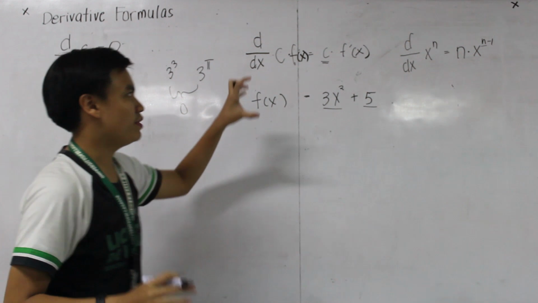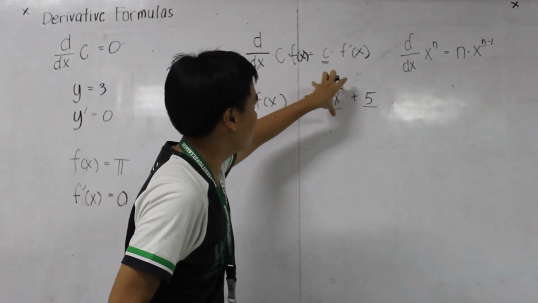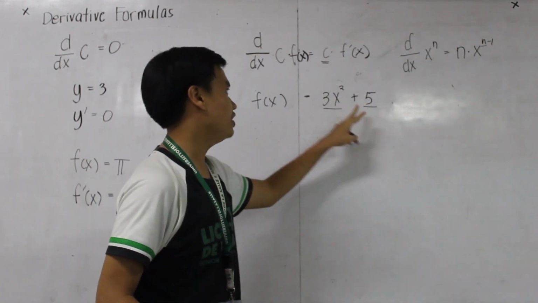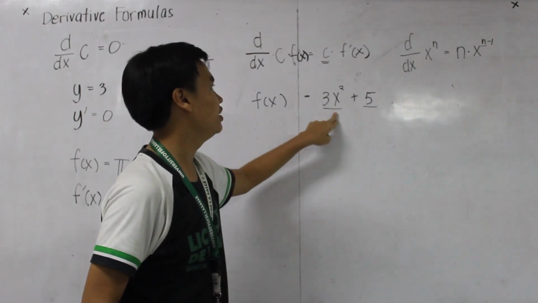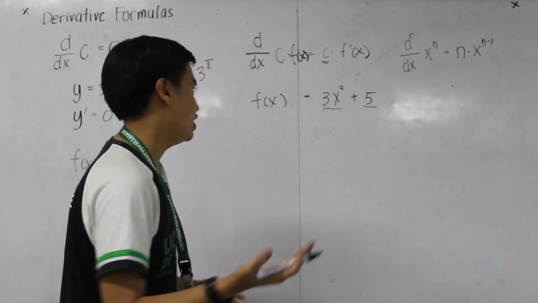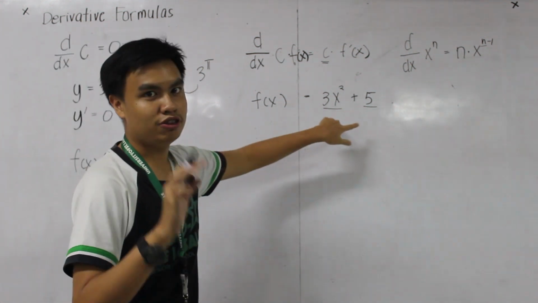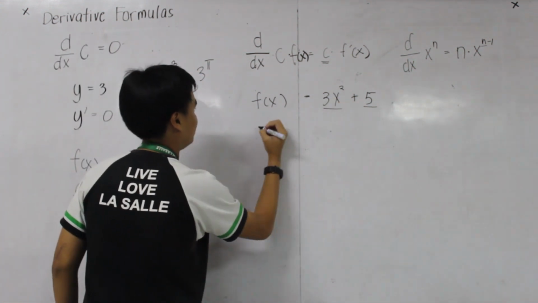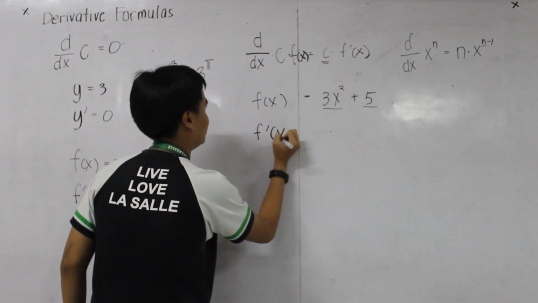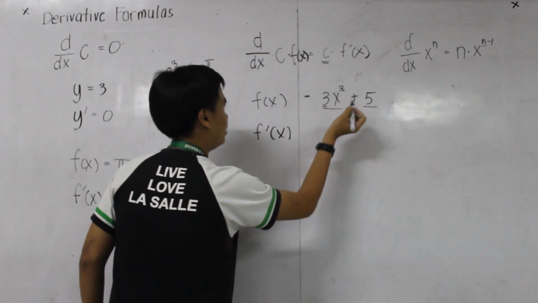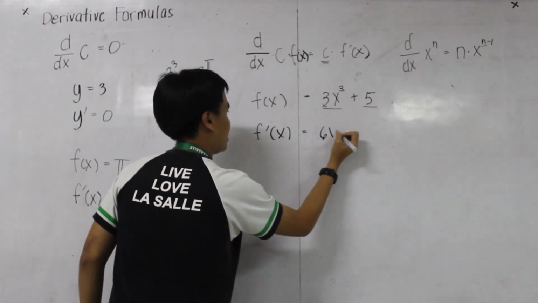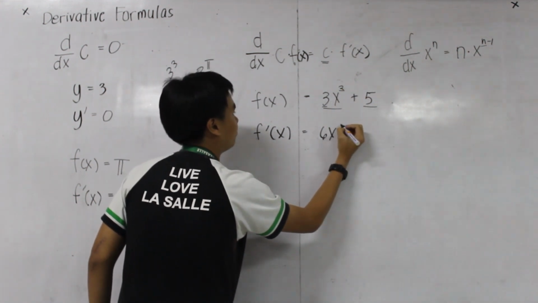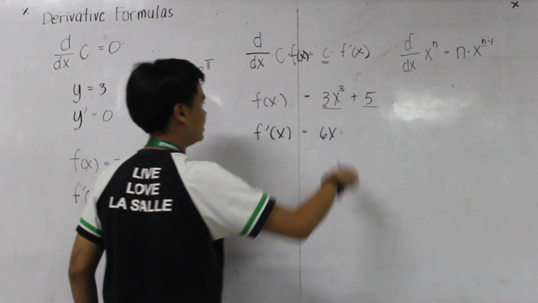So you separate the terms into single derivatives. You get the derivative of 5 and you get the derivative of 3x squared, and then you add them together. That's how you get the derivatives if you are given two or more terms. As we said, using the shortcut, we multiply 2 by 3 and we get 6x. And then don't forget, subtract the exponent by 1, and we get x to the power of 1, or just 6x.